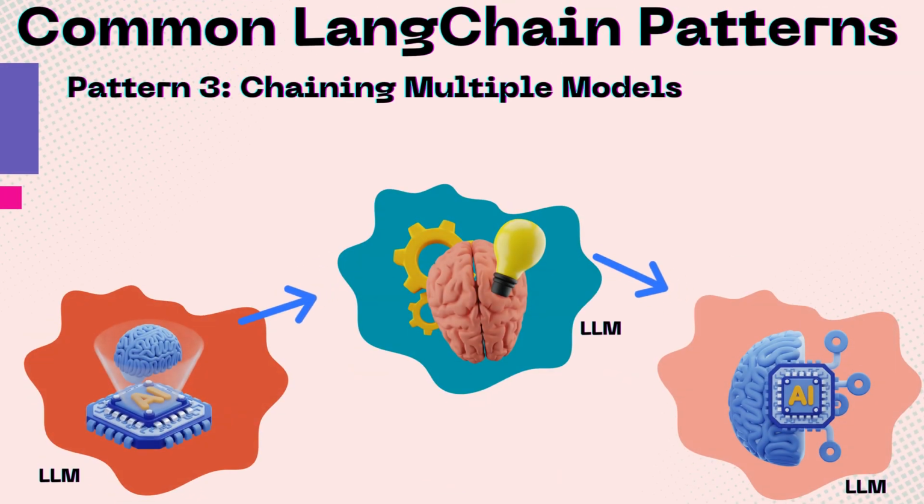As for pattern 3, I say chaining multiple models. So you can also use LangChain to combine and chain multiple models, each with its own strengths and weaknesses. This happens where the output of one LLM model becomes the input to the next.